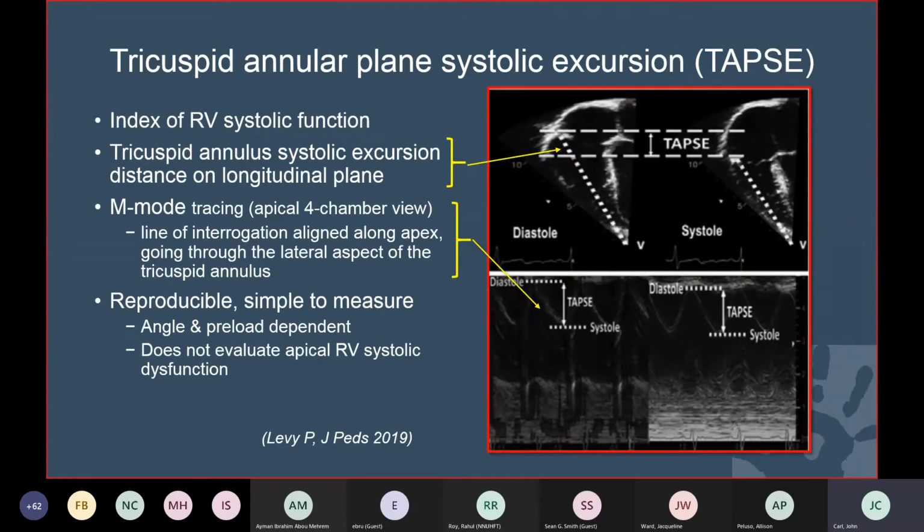TAPSE, the tricuspid annular plane systolic excursion, is an index of right ventricular systolic function, where the tricuspid annulus excursion is measured as a distance on a longitudinal plane using M-mode tracing and an apical 4-chamber view. The line of interrogation is aligned along the apex going through the lateral aspect of the tricuspid annulus, and this is measured from diastole to systole. It is reproducible and relatively simple to measure, but it too is dependent on several factors, including the ability to get a good angle, as well as being preload dependent. It does not evaluate apical right ventricular systolic function, however.